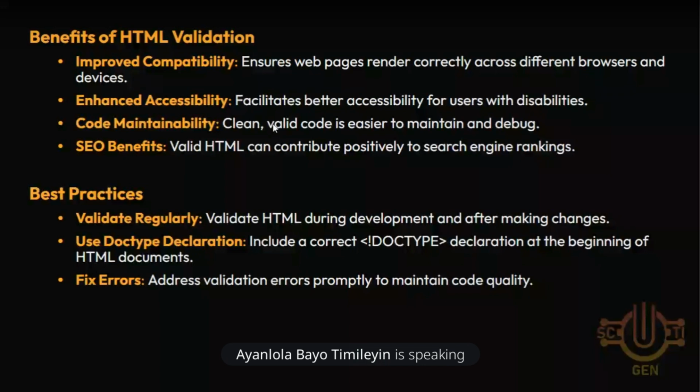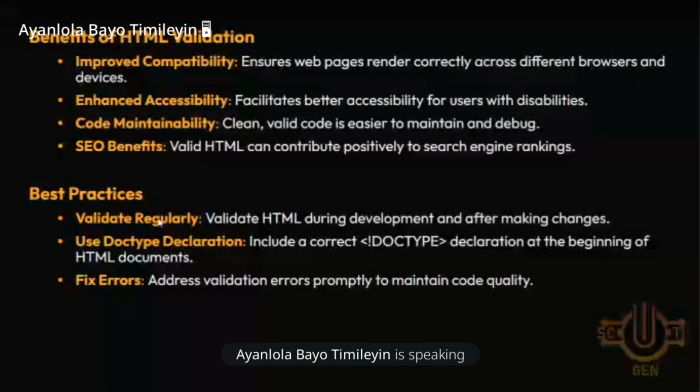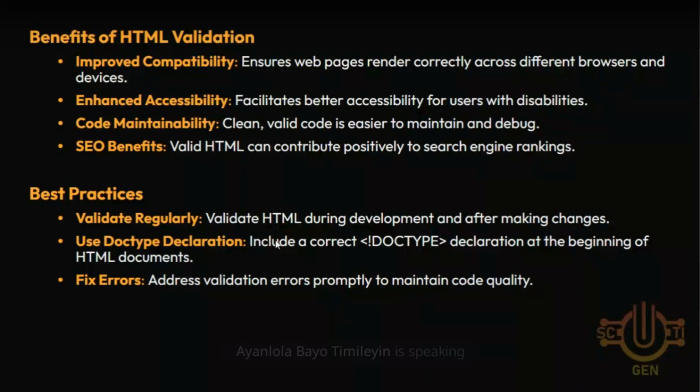And then best practices, validate regularly. So whenever you're writing your HTML document, you validate, and if you revisit that same document, probably you add more code to it, you still need to validate it to ensure that you are writing your HTML the way you're supposed to write it. And then use doctype declaration. So that's the first line in every HTML document. So include a correct doctype declaration at the beginning of HTML documents. Then we also have fix errors, address validation errors promptly to maintain code quality.